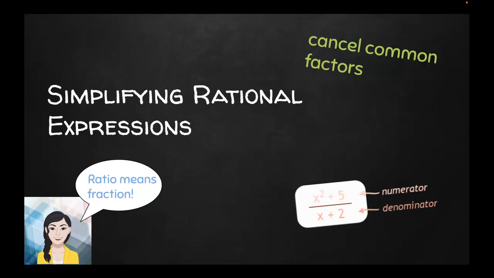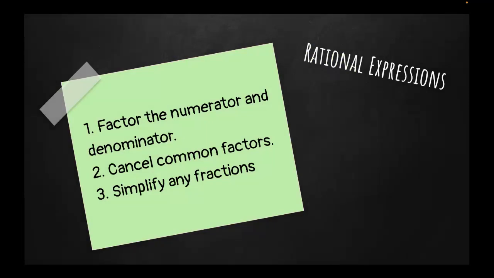Hi everyone, so today we are going to simplify rational expressions. Remember, a rational expression is just a ratio or fraction of two polynomials. To simplify a rational expression, you have to first factor the numerator and denominator, if you can. This would be finding a GCF, finding common factors using the box method or the area model. You're going to cancel any common factors, and then you're going to simplify any fractions that you may have.